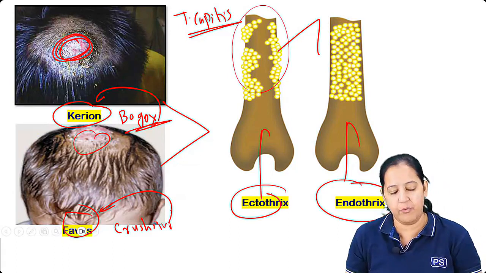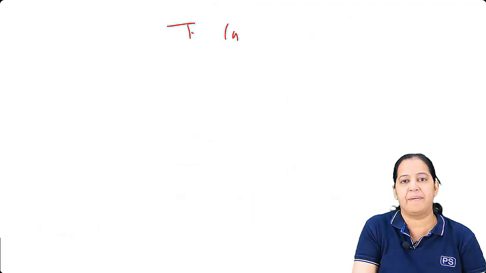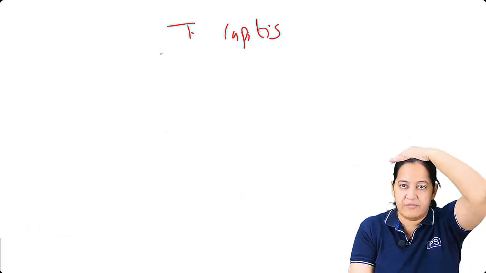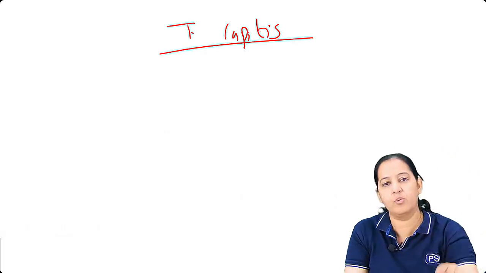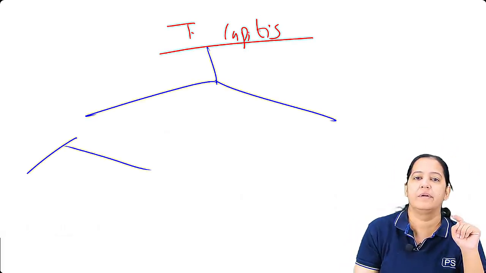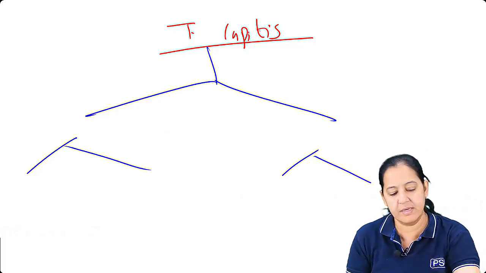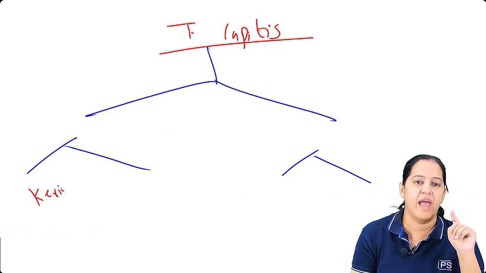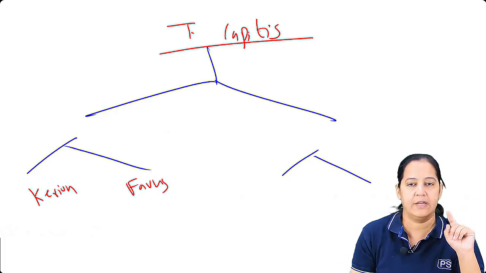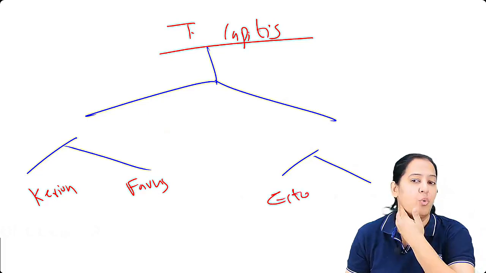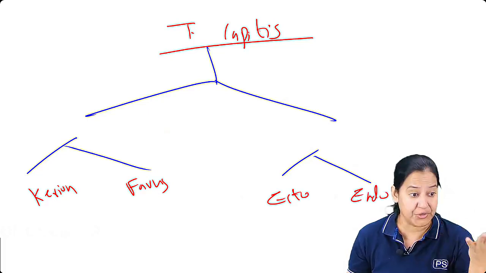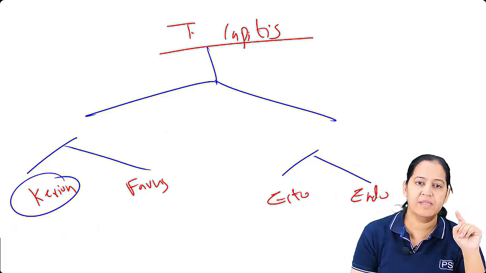So say the four diseases. Say, ma'am, Tinea capitis. Capitis means disease of the scalp. So we have two diseases of the skin, two of the hair. What are the two diseases of the skin? Say kerion and favus. And two diseases in the hair, ectothrix and endothrix. Okay, so kerion is a boggy swelling.